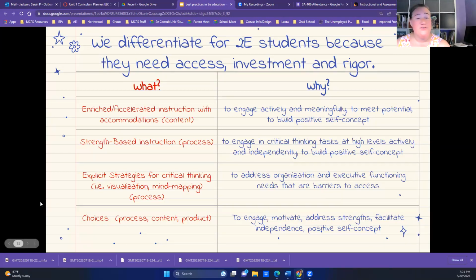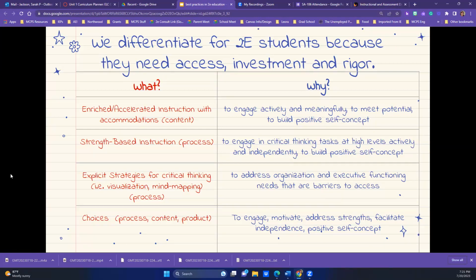So this is a helpful screen. Go back and read it later. Antennas. Exactly. If you go back and read this later, the what and the why of why we look at differentiation for our twice exceptional students.